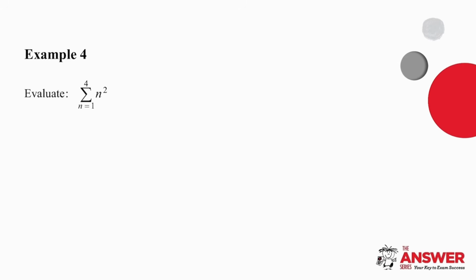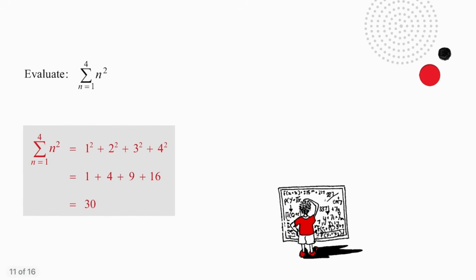Pause the video, do the question on your own, and then we will work through it together. This time, n is the base of the statement, so when we substitute, we are putting in a new base each time. 1 squared, then 2 squared, then 3 squared, then 4 squared. So 1 plus 4 plus 9 plus 16, add all of that together, and you will get 30.